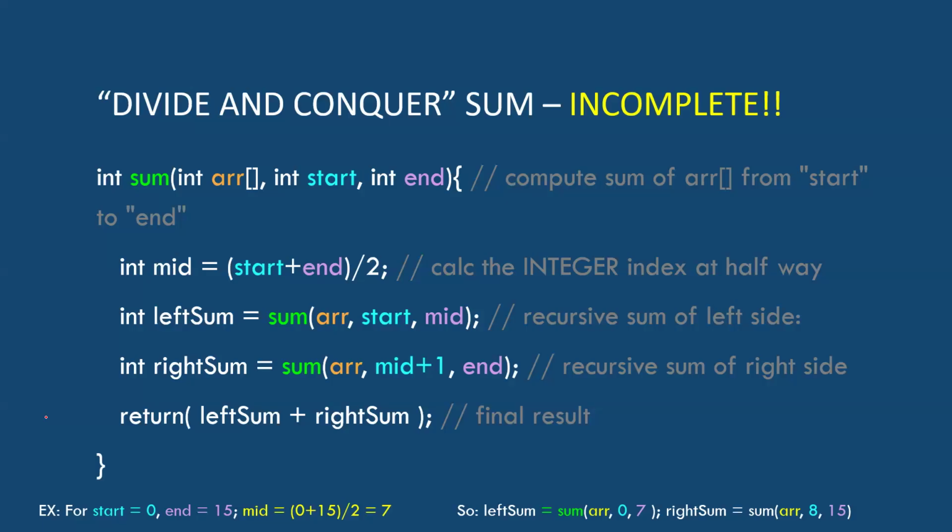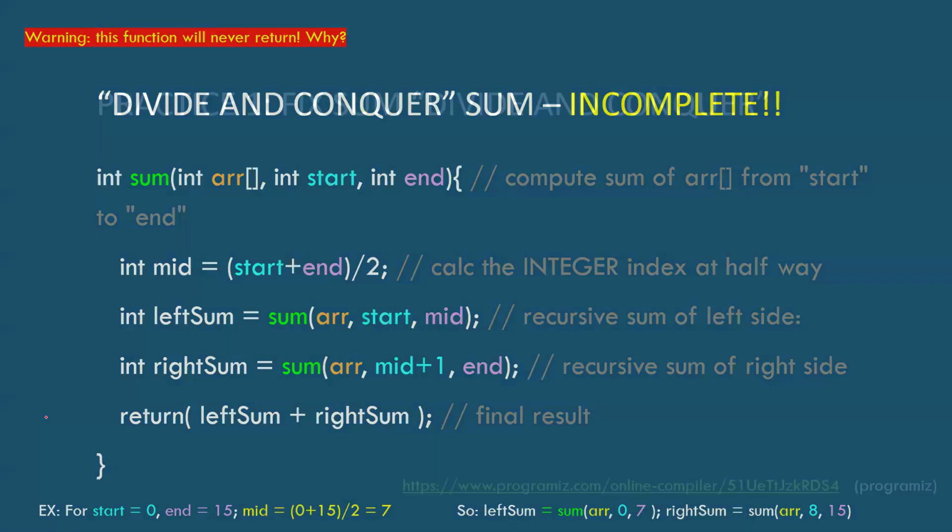So what's wrong with this? We're missing a base case, right? This function will never finish because we just keep dividing and dividing and dividing, and we never really stop recursing. Okay, so that function will crash if we don't fix that.